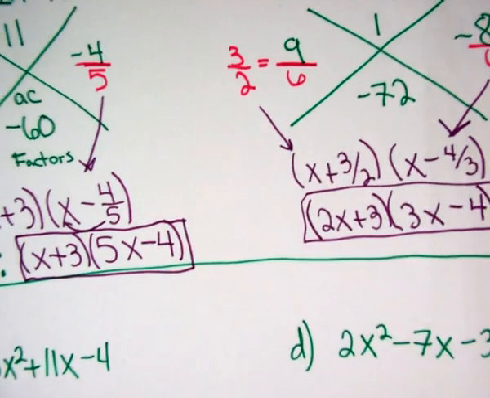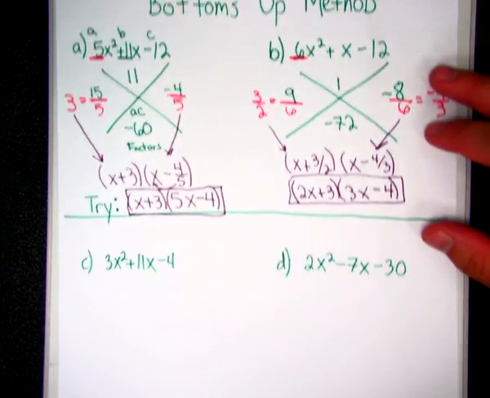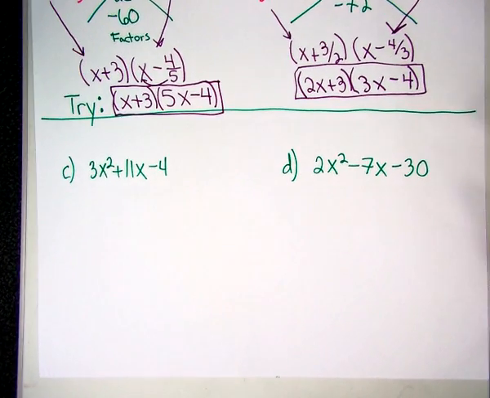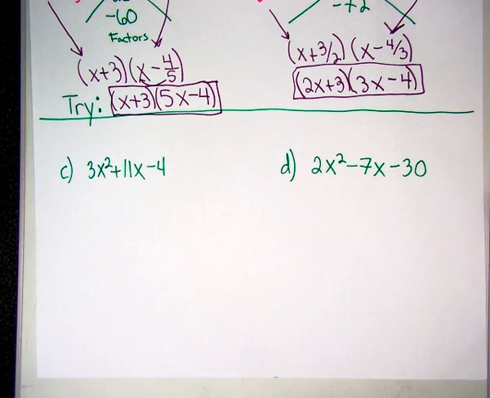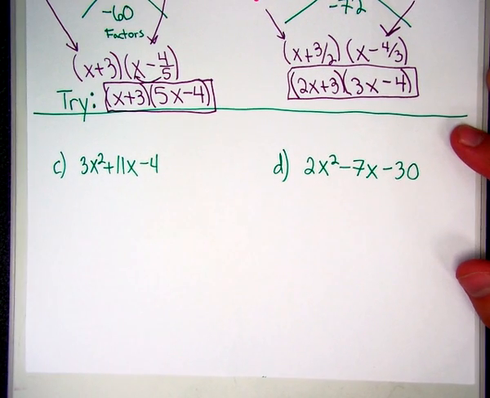Okay? Hopefully you followed those. Give them a try again. Watch them if you need to. There are two problems down here: first 3x squared plus 11x minus 4, and then 2x squared minus 7x minus 30. Pause the video, try these problems, and then let's check the answers.